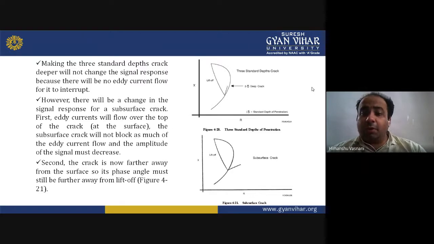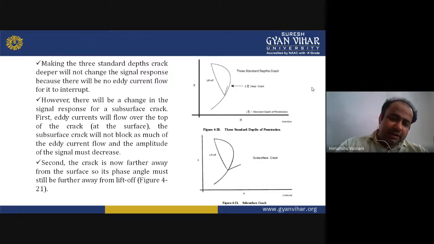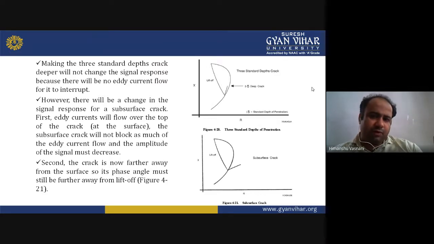Now in the bottom diagram you have the subsurface cracks, and they say that the crack is now farther away from the surface, so its phase angle must be still further away from the liftoff. You can see the variation is shown from the liftoff. The crack is away from the liftoff. You can see the orientation of the crack in the bottom diagram, that is the subsurface crack.